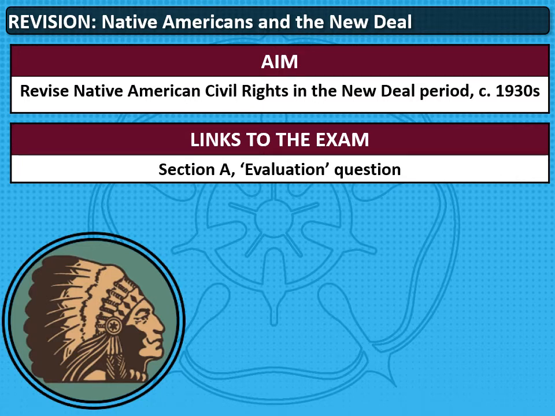This video, as you can see, is about Native Americans and the New Deal period, which is essentially the 1930s. This video is going to help you with section A in your evaluation question, as the New Deal period is one of those periods of time that can be asked about in section A. It could also be used for section B and the thematic question, although remember, those questions will always be about the entire time period and not just one individual period like the New Deal.